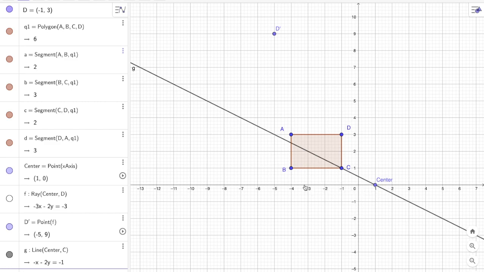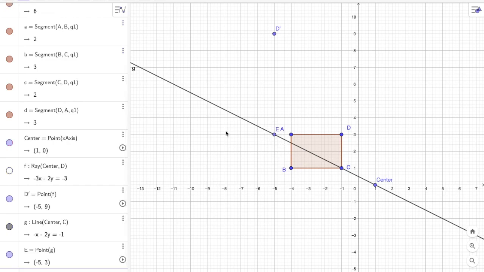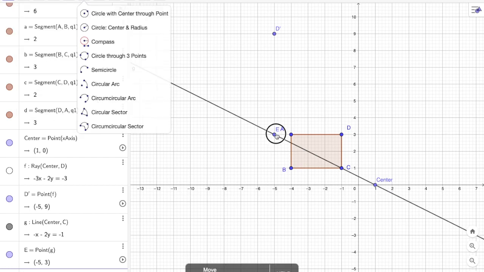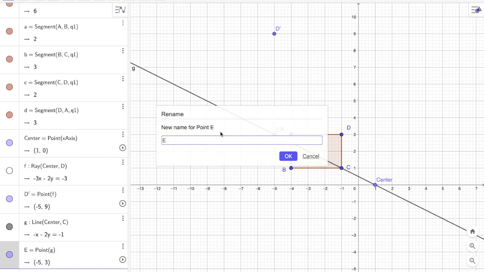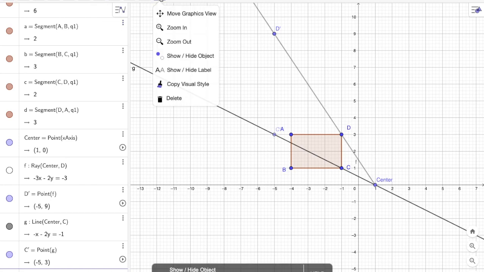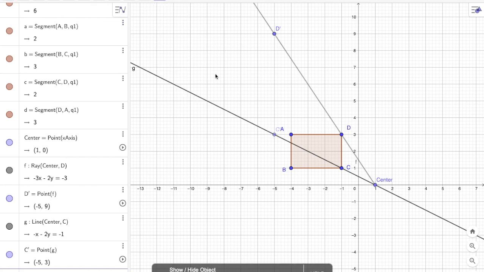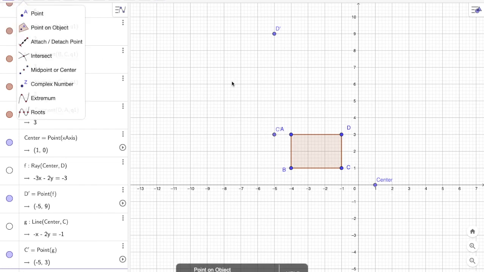1, 2, 3, 4, 5, 6. And we went up 1 from the center to get to C. So it means we need to go 3 times as much as that. So that means we need to go up 3 from here. So there is our C prime. And again, let's rename this to C prime. Okay, and let's go ahead and hide this line. Okay, so that's where C prime is going to be.